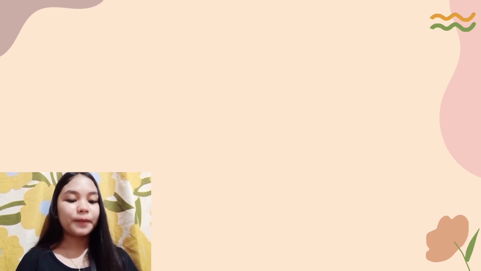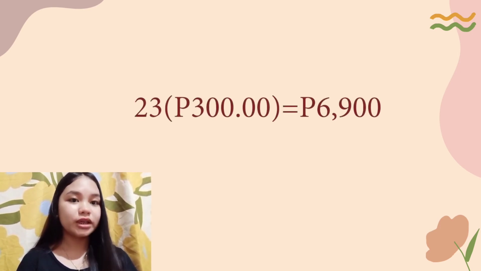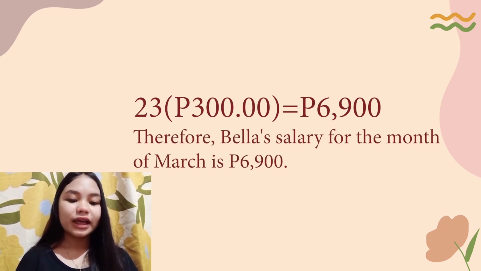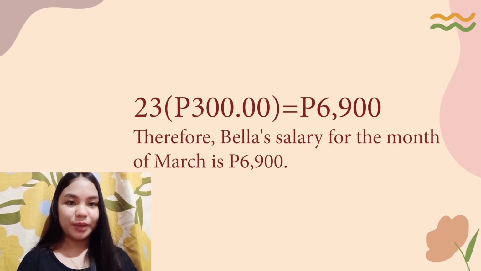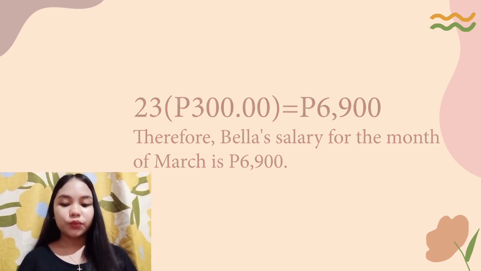to get the monthly salary of Bella, we just multiply the number of days she worked, which is 23, and the amount she is paid on a daily basis, which is 300 pesos. So we just multiply 23 times 300 pesos equals 6,900 pesos. Therefore, Bella's salary for the month of March is 6,900 pesos. Let us proceed to wages.